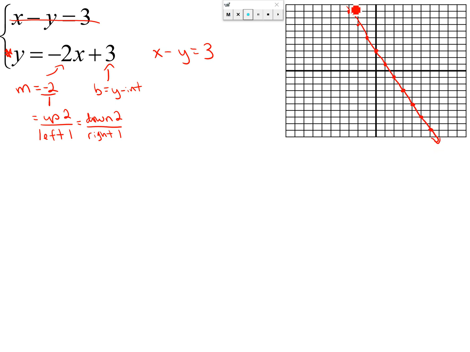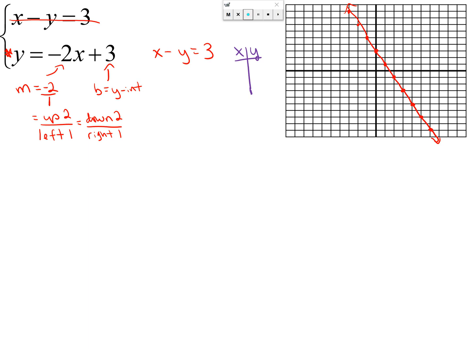All right. So now for our second line, let's go purple. For our second line, we've got x and y on the same side. X and y on the same side, that's our standard form. That's when we want to find our zeros, which would give us our intercepts.